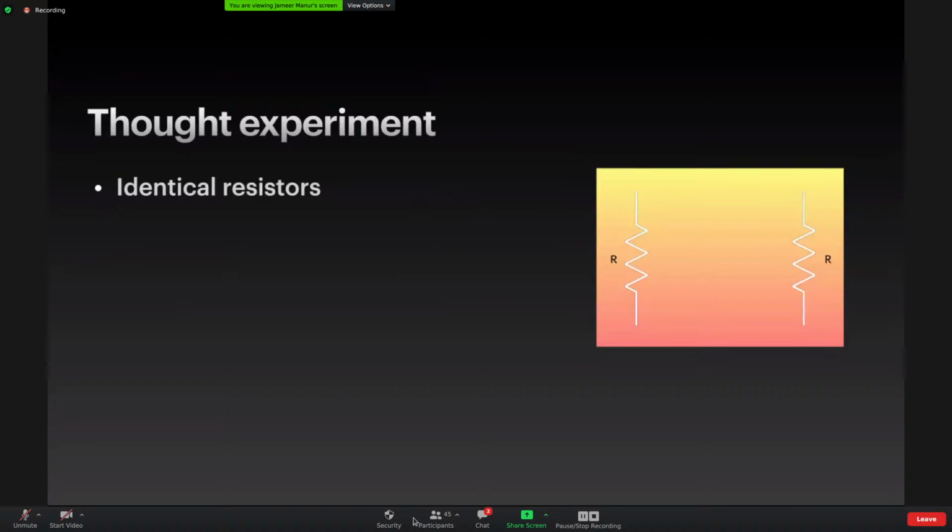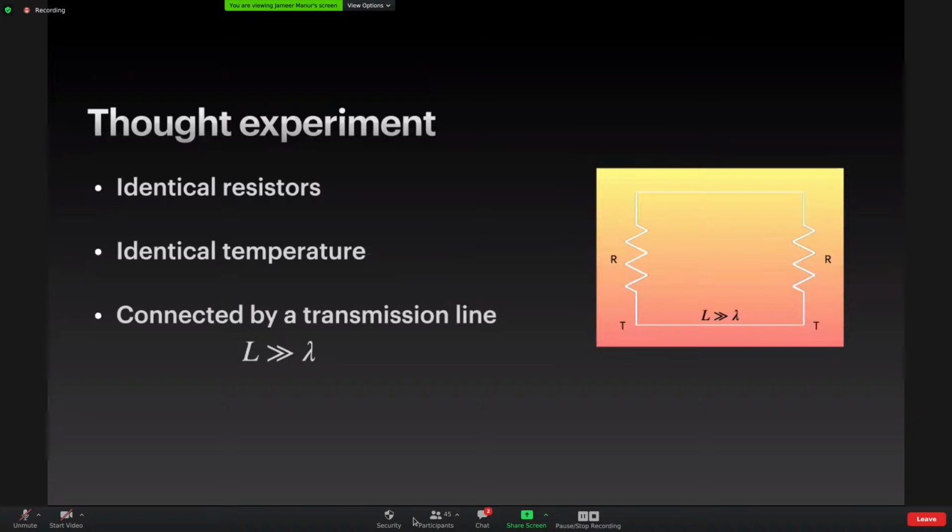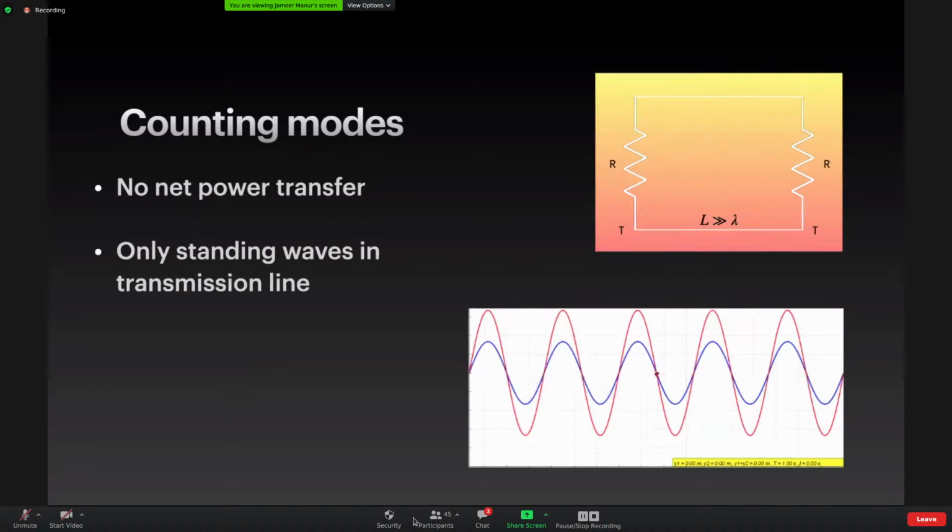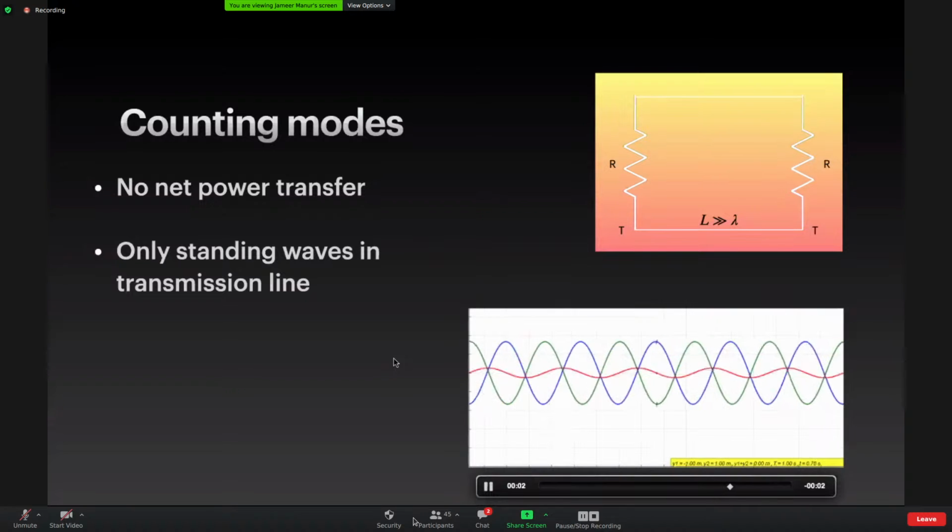For that, there's another experiment where you take identical resistors. The experiment is similar to the previous one, where you have them at the same temperature. And here they're connected by a transmission line of length much greater than the wavelength of interest to us. So we are measuring essentially the power distribution in a particular frequency band. Again, at equilibrium, there will be no net power transfer. And what we'll have in the transmission line is essentially standing waves.